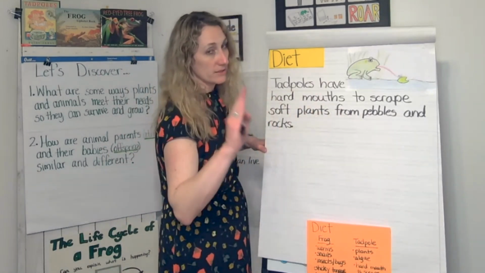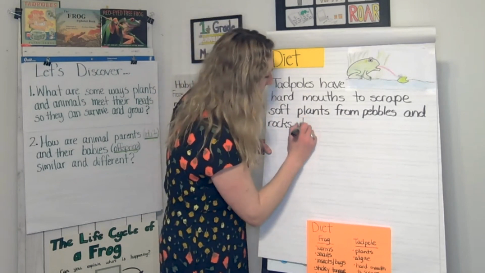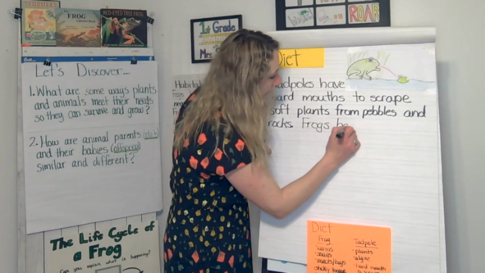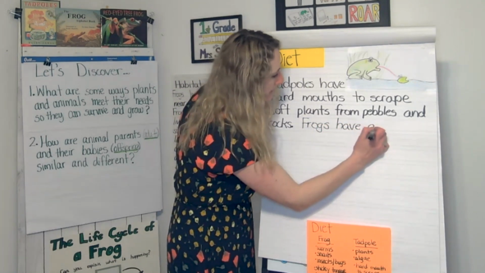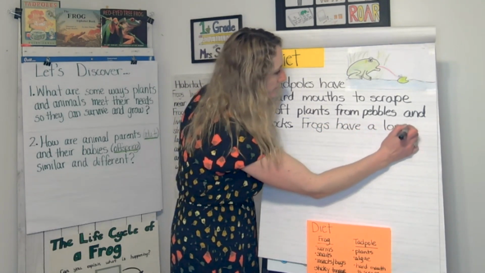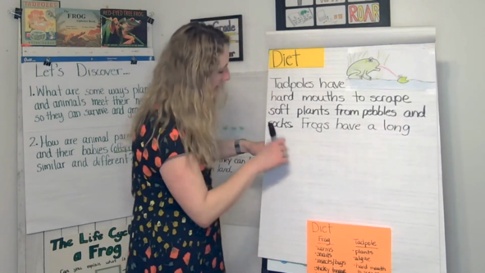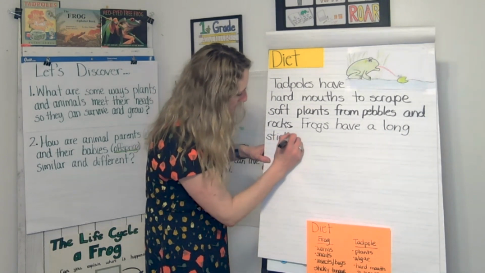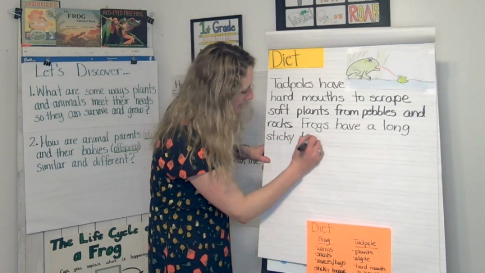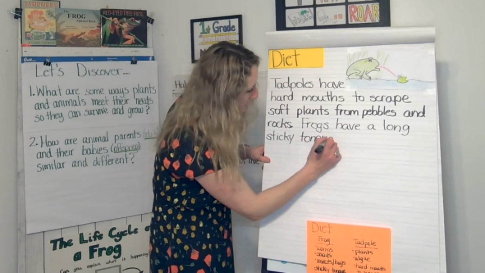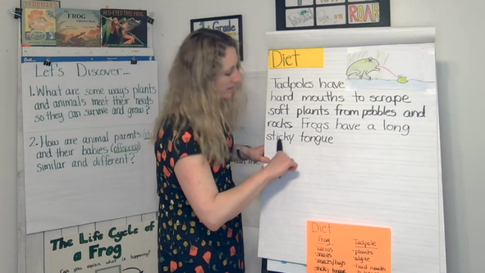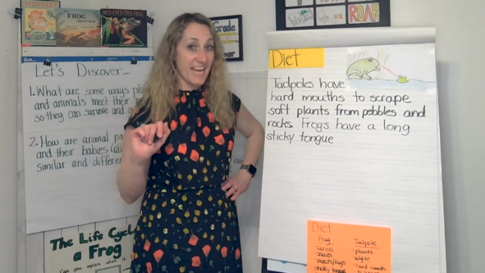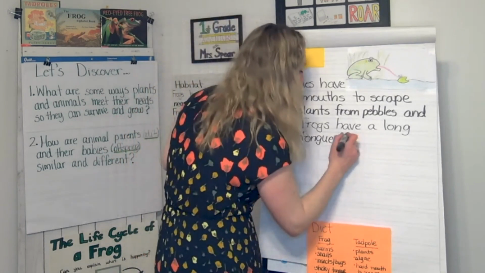Let's just start there because that's a lot to write so far. Frogs, we're getting good at that word. Frogs have a long, I can't put sticky there, so I'm going to go down to the next line. Sticky tongue. Tongue's kind of spelled a little bit different than you would imagine. They have a long, sticky tongue. What do they use that tongue for? To catch and eat a lot of different things.